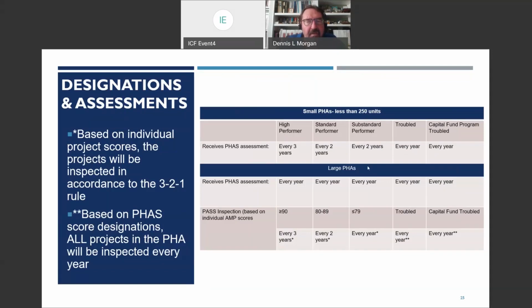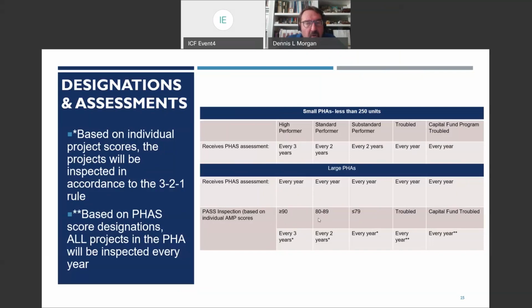If you're a large PHA, more than 250 units, then you're going to have a FASS assessment every year. But depending on how I'm scoring under my physical inspections on the REAC, if I score 90 or higher, then I'm going to be looking at that property every 3 years for the physical. So I'm still evaluated every year under my FASS score, but I'll carry that property for the next 3 years with that 90 score under the physical component.